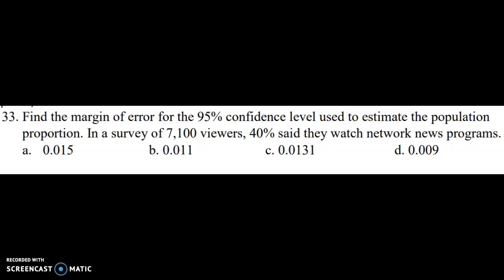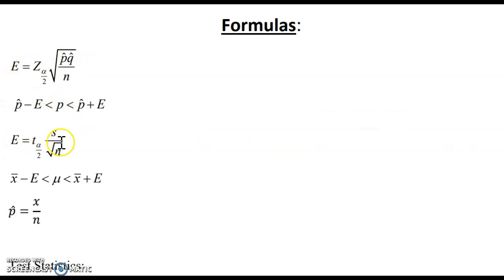Question 33. Find the margin of error for the 95% confidence level used to estimate the population proportion. In a survey of 7,100 viewers, 40% said they watched network news programs. Okay, so first of all, I need to figure out which margin of error formula I need to use. So I have this one or this one.